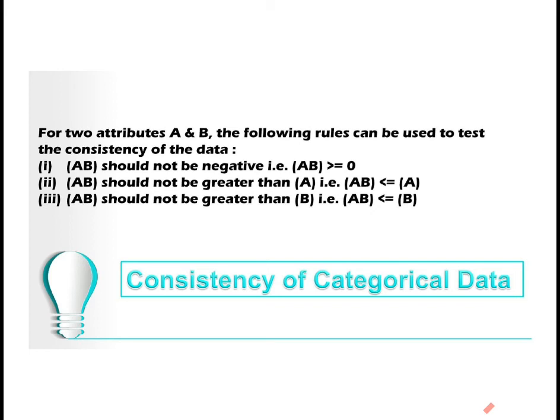First, AB should not be negative. Second, AB should not be greater than A. Third, AB should not be greater than B. So, this is as far as analysis of categorical data is concerned.